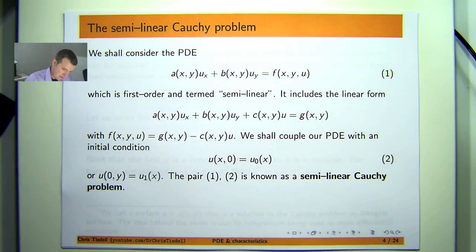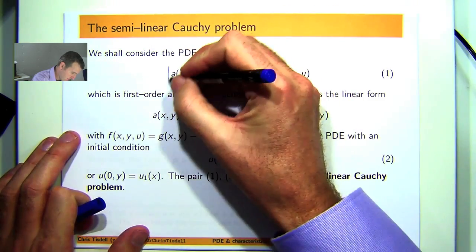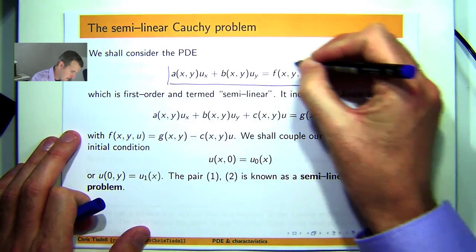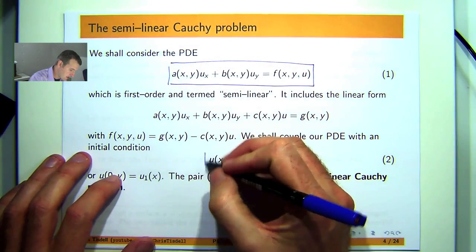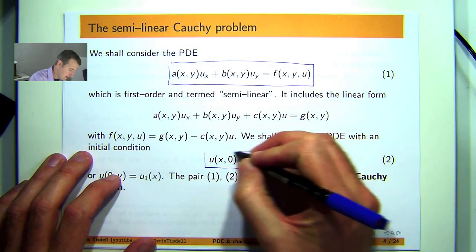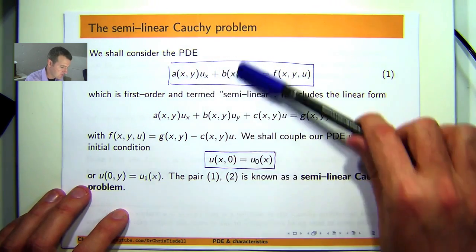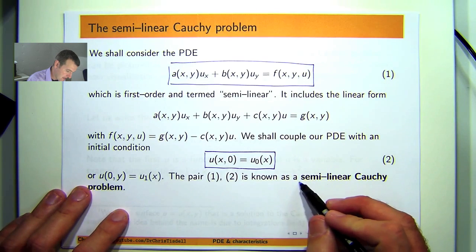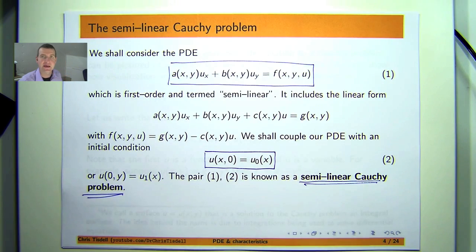Okay, so here's our semi-linear problem. We're going to couple the problem with some sort of initial data or Cauchy data. And when you couple these two problems together, we refer to it as a semi-linear Cauchy problem.